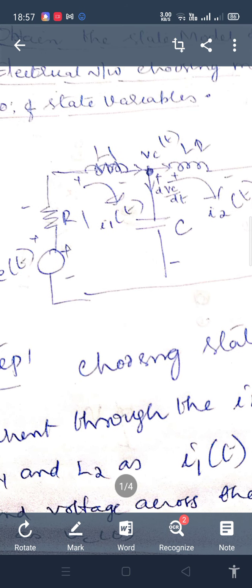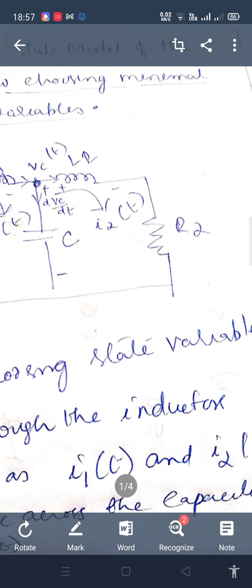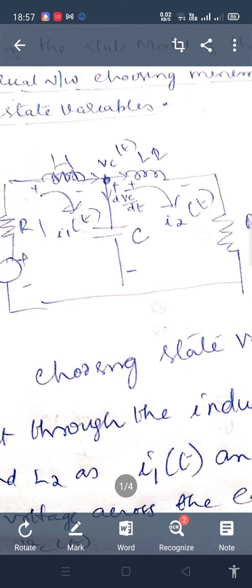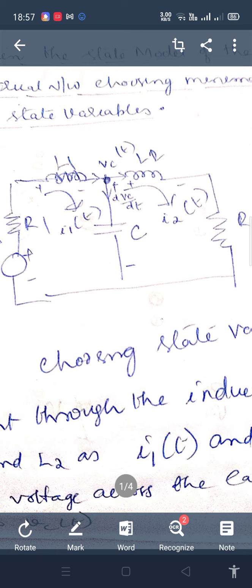There is a source E of t, there is a resistance R1, L1, then a parallel branch capacitor, then in the second mesh there is an L2, and lastly there is an R2 in the second mesh. So this is the electrical network, and you have to obtain the state space model of this electrical network.